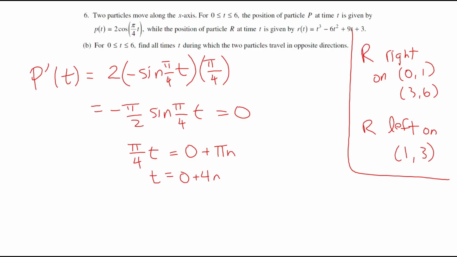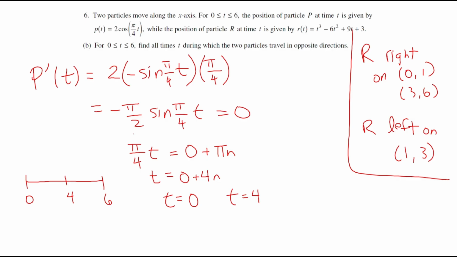Well, the only values of n that put us on the interval 0 to 6 here will be n equals 0, which gives us t equals 0, and n equals 1, which will give us t equals 4. So that's when this particle potentially changes signs. So we'll put 0, 4, and 6 onto a sign chart, 6 because that's the end of our interval. And if we test something in here like, let's say, 2, right?